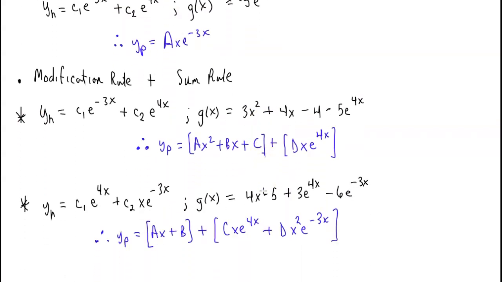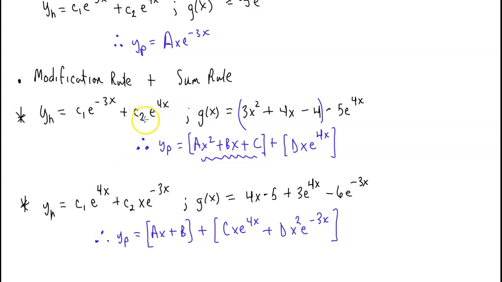Now, if we look at how the sum rule comes into play, I've actually done a modification plus a sum rule together, so you'll see what that looks like. Again, our homogeneous solution is the same, but now we see that our g of x is a combination of a quadratic expression, which is here, and an exponential expression, which is here. So for the quadratic expression, since we don't have any quadratic looking terms in our homogeneous solution, we just write that portion of y sub p as is.